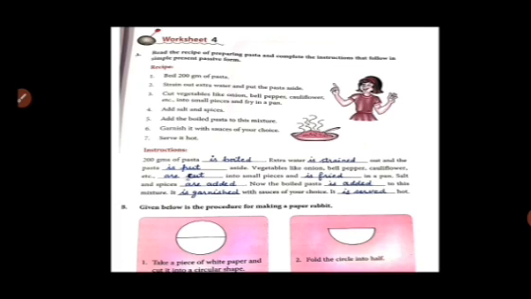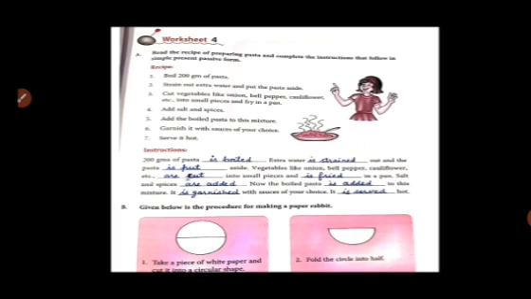200 gram of pasta is boiled. Extra water is strained out. Put the pasta aside. Pasta is put aside. Vegetables like onion, bell pepper, cauliflower, etc. are cut into small pieces and fried in a pan.